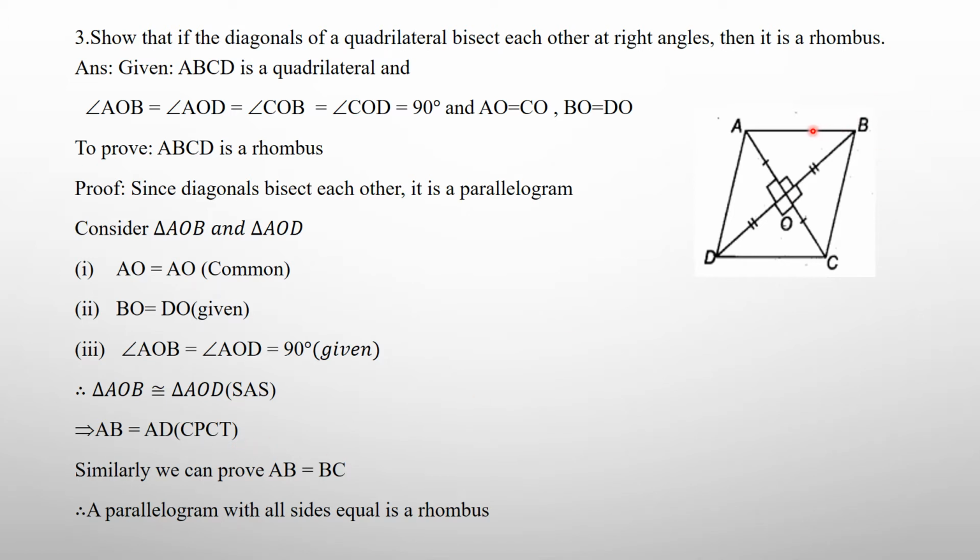Similarly, we can prove AB is equal to BC if we take the triangles AOB and BOC. From this we can say AB is equal to AD and AB is equal to BC. We know AB is already equal to CD since it is a parallelogram. So from this we can say a parallelogram with all sides equal is a rhombus.